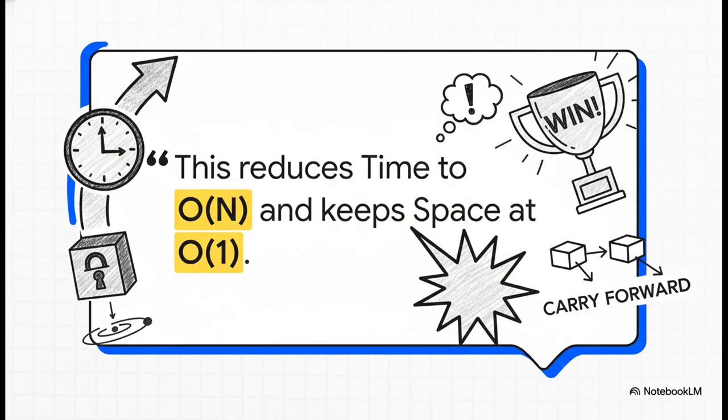And here it is. This is your money line. This single sentence tells the interviewer everything they need to know. This approach reduces the time complexity to O(n) and, crucially, keeps space complexity at O(1). That one word, crucially. It signals that you get it. You understand that keeping space constant is a huge engineering win.